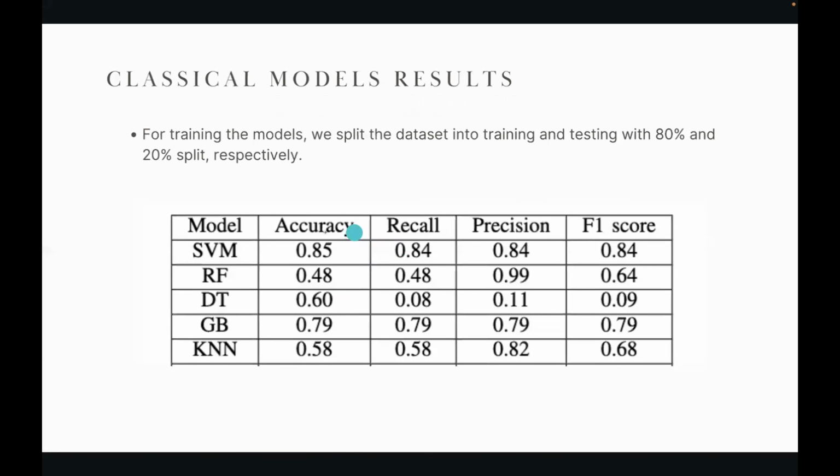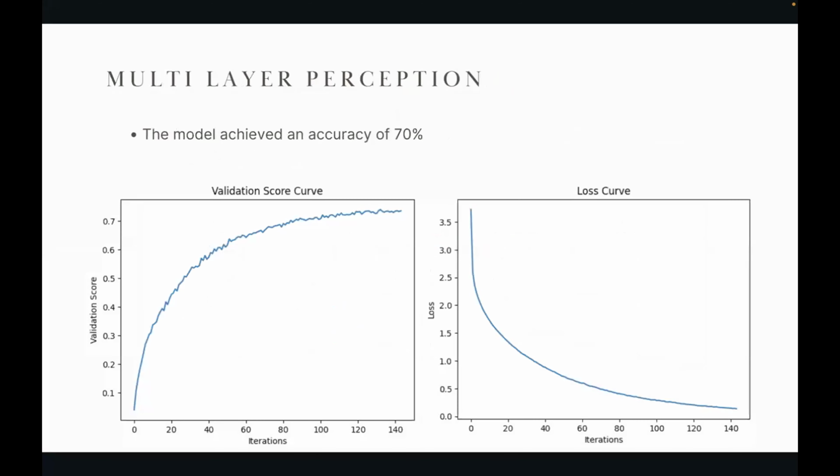This is the table which represents the results for the classical machine learning algorithms. The highest one was the support vector machine, which got an accuracy of 85%, and the next one was gradient boosting, having an accuracy of 79%. We can also see that the recall, precision, and F1 score values are close to the accuracy, which means the model was able to classify the emotions correctly.